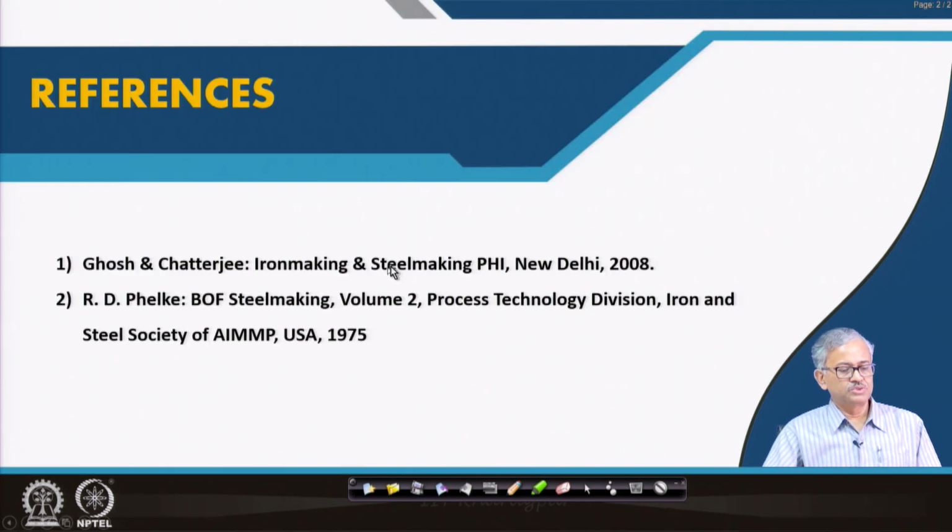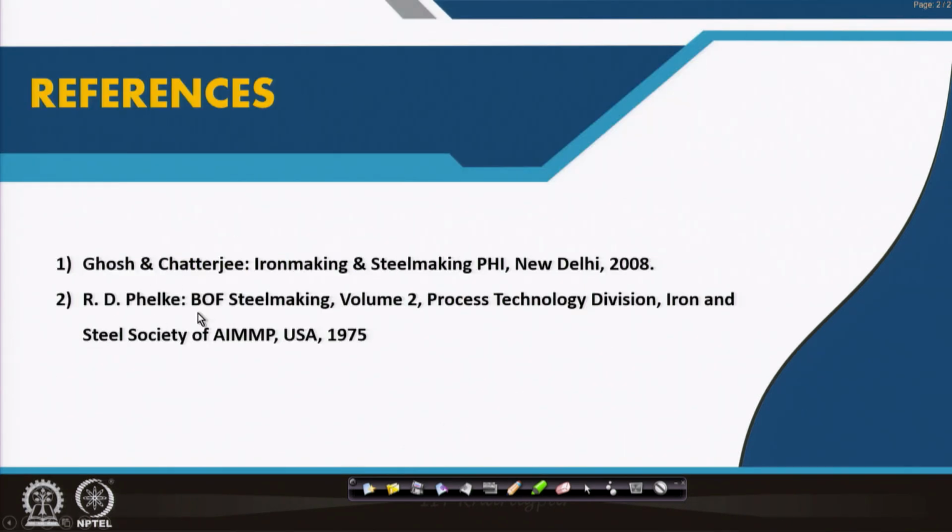So the reference is Ghosh, Chatterjee and Fruehan, as I said, Blast Furnace and Steelmaking, Volume 2, Process Technology Division, Iron and Steel Society of the American Institute of Mining, Metallurgical and Petroleum Engineers, USA, 1975. This book is edited by Fruehan and is a very good book for BF steelmaking, especially for the emulsion.